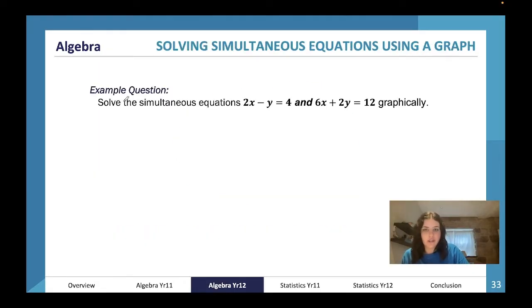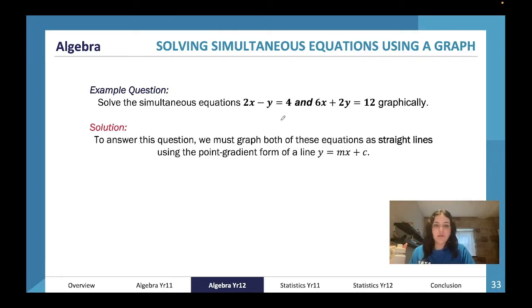So here's an example question. Solve the simultaneous equations 2x minus y equals 4 and 6x plus 2y equals 12 graphically. So how are we going to do this?